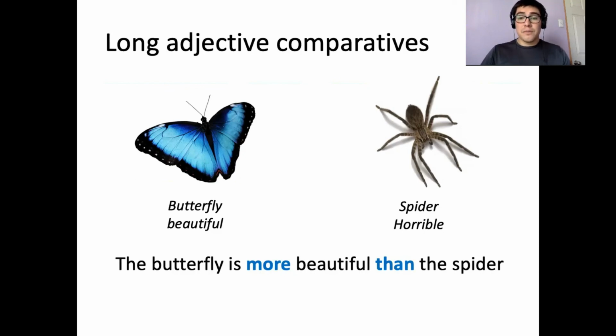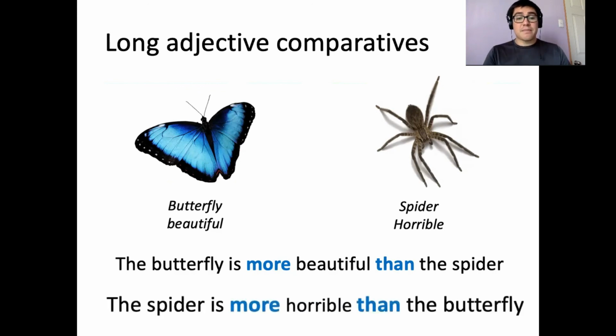So if you want to compare the spider with the butterfly using the word horrible, you can say something like this. The spider is more horrible than the butterfly. More horrible than. Más horrible que. The spider is more horrible than the butterfly.